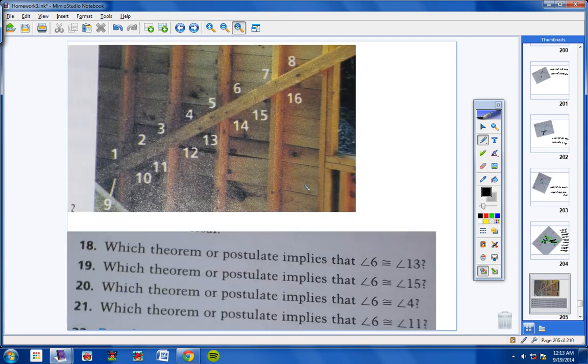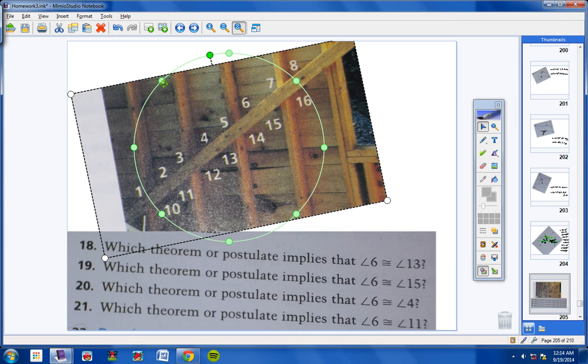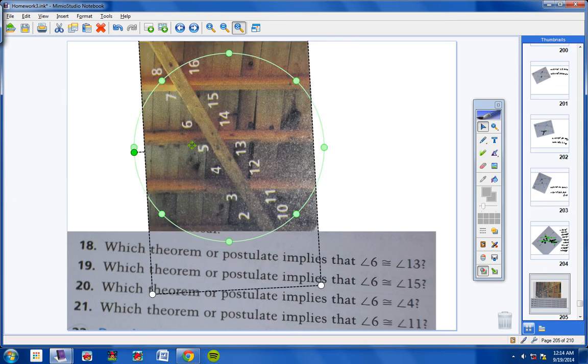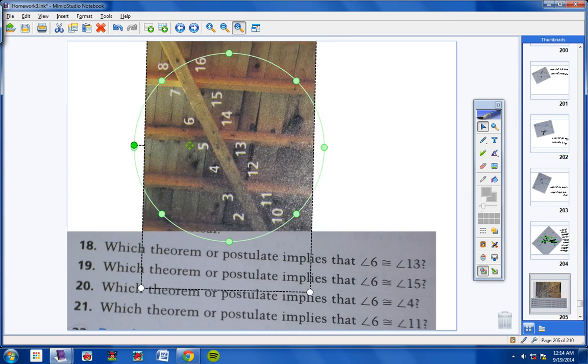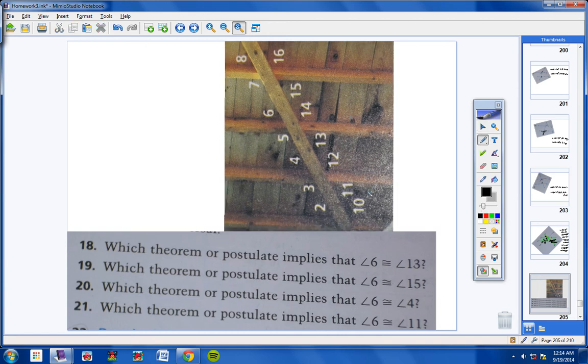Now, I've told you guys before, I'm really a huge fan of turning my parallel lines so they're running left to right. So I'm going to do that. So there's my parallel lines running left to right, okay? That's just easier for me. If you don't like that, you don't have to do that, okay? And let's see what we can do here, okay?